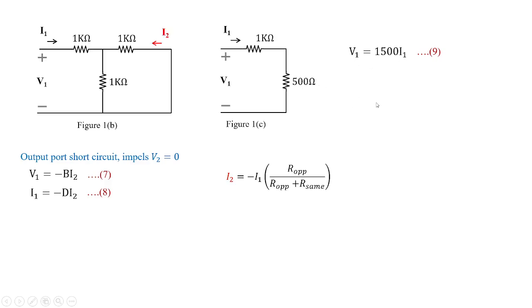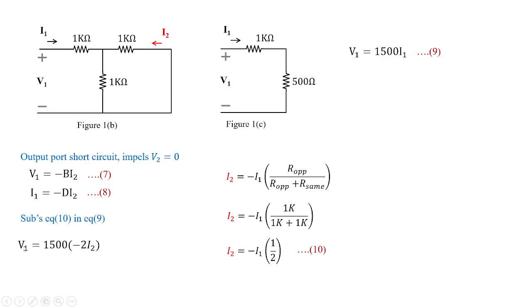What about I2? I2 is the current which is flowing in the 1k and these two are in parallel. So from the current division rule, I can get the value of I2 which is equal to minus I1 by 2 and I am treating this as equation 10. Now substitute equation 10 in equation 9.